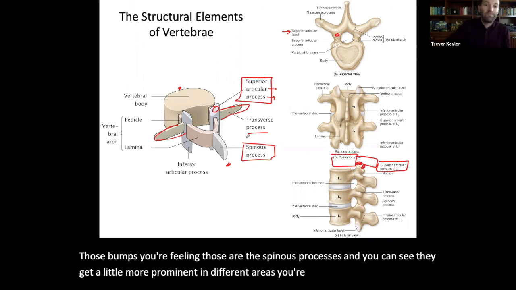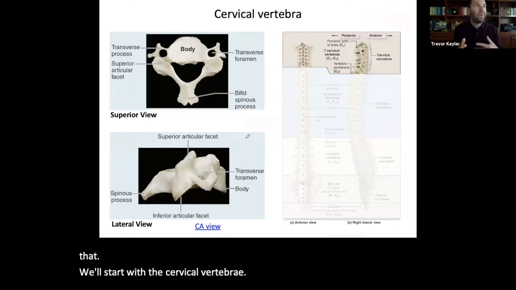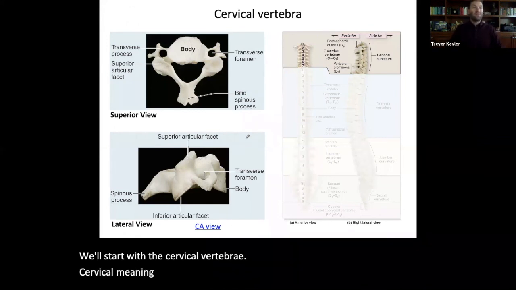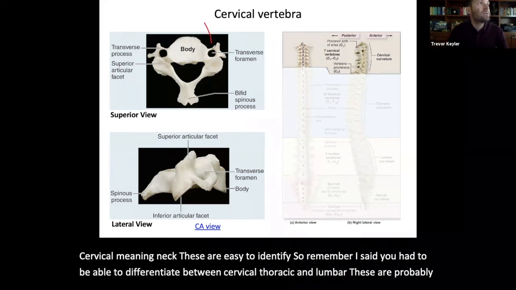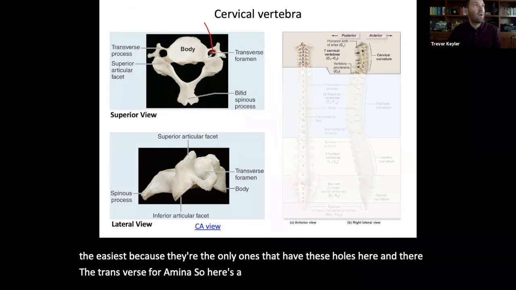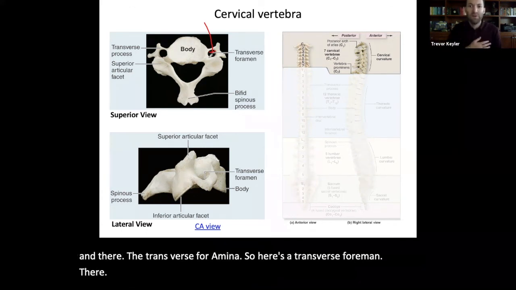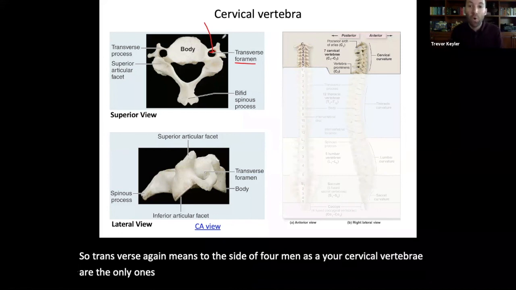So let's take a look at that. We'll start with the cervical vertebrae. Cervical meaning neck. Okay. These are easy to identify. So remember I said you had to be able to differentiate between cervical, thoracic, and lumbar. These are probably the easiest because they're the only ones that have these holes here, and they're the transverse foramina. So here's a transverse foramen. So transverse again means to the side. A foramen is a hole. Your cervical vertebrae are the only ones that are going to have that hole there.